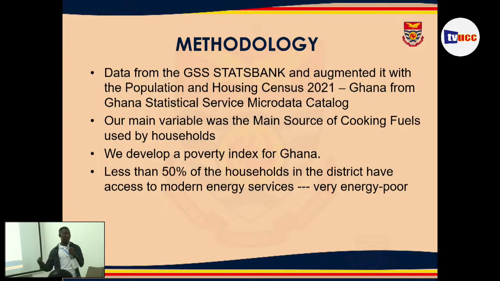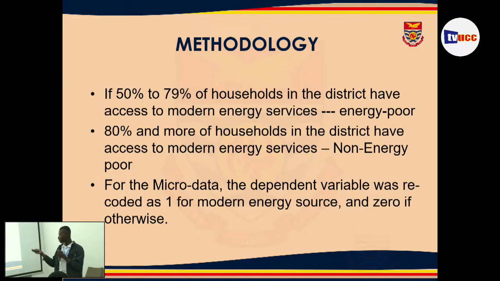Our index ranged from 1 to 100%. And this is what we did. If less than 50% of the households in a district use modern fuels, we classify the district as very energy poor. If the proportion of households that use clean energy services is between 50 inclusive and 79, we classify it as energy poor. And if more than 80% of the households use clean energy services, we classify it as energy non-poor.